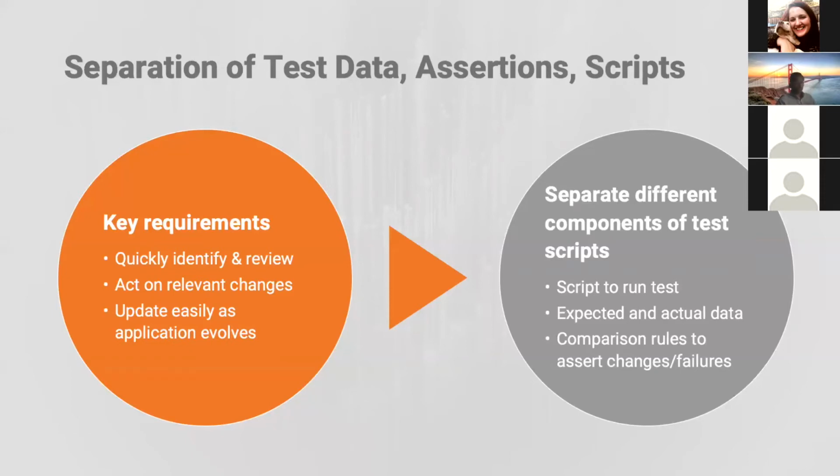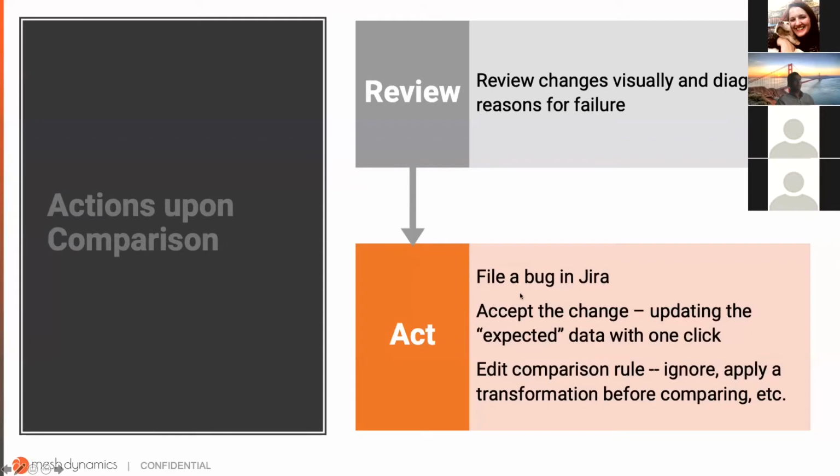And that enables us to build the product in a way that the QE team or the engineer can say, let me review what the changes are. How can I quickly identify the changes between the baseline data and the new data that I'm getting from the new build, the new actual data? And then I can act on them. Let me illustrate that with a few screenshots.